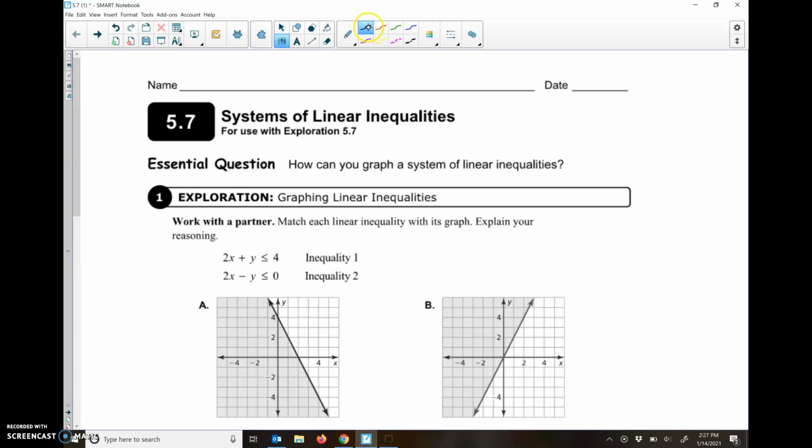So very similar to what we did yesterday on 5-6. We were graphing one inequality. Today's pretty much the same thing, except we're going to be graphing two inequalities.